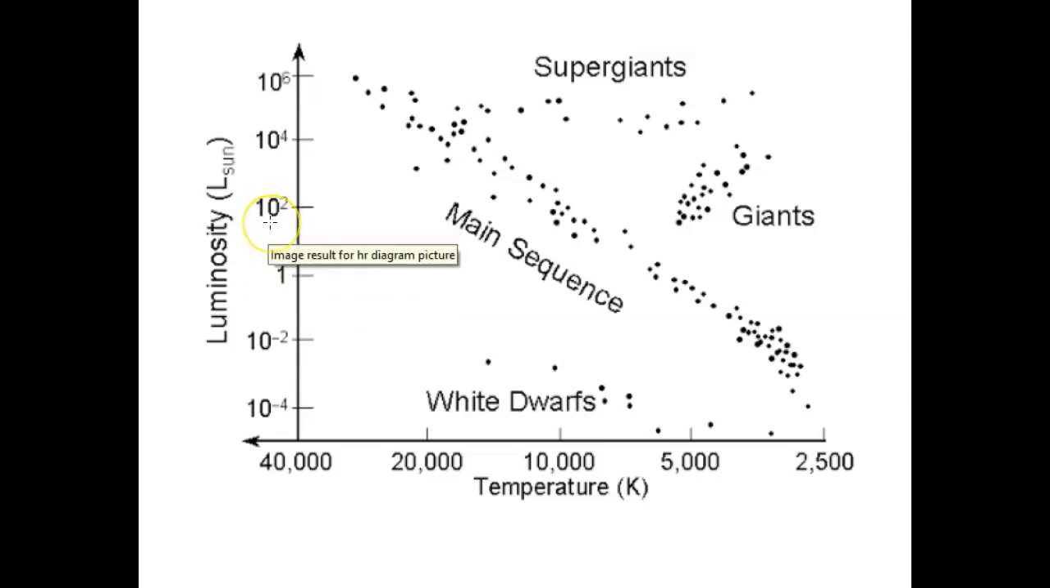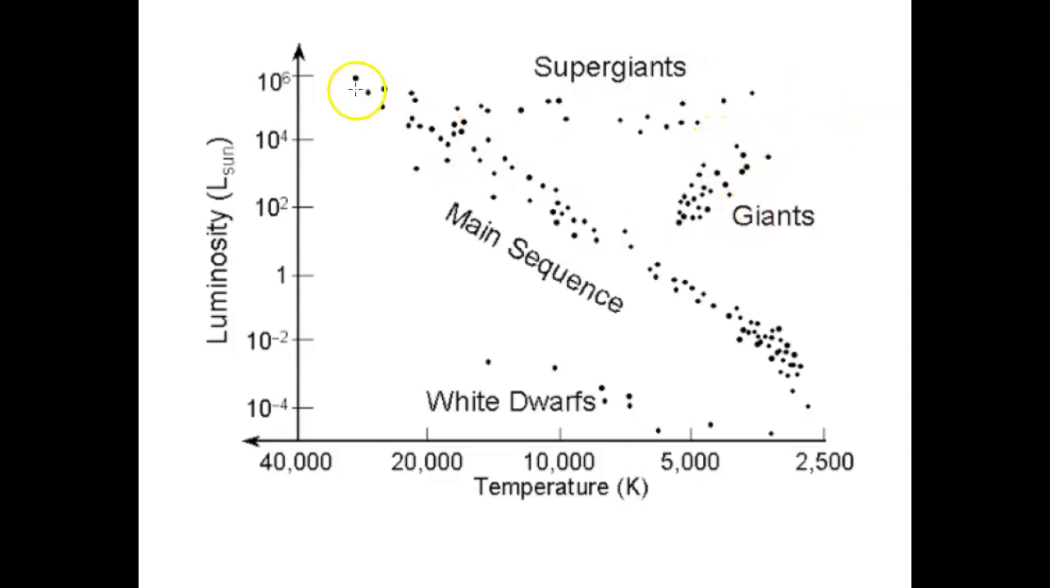Now, as you go up here, 10 to the 2 would be 100. So you would have something that is 100 times more luminous than the sun. And then 10 to the fourth power, 10 to the 6. So you would go 100, 10,000, a million. And then down here, you would be 0.01, 0.0001, and so on. So the stars down here are less luminous than the sun, and the stars up here are more luminous.